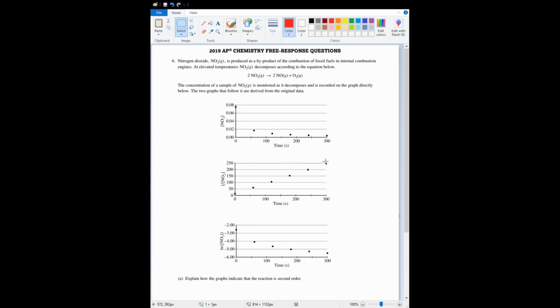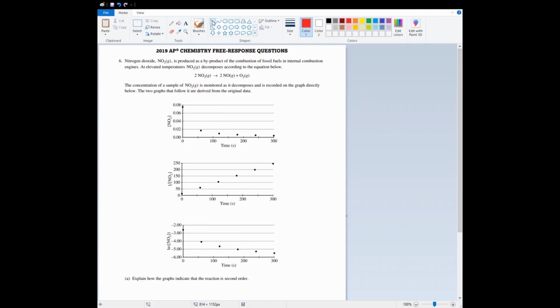Really what's asking is, which graph gives you a straight line? And the only graph that really does give us a straight line, let me switch to the line tool really quick, there we go, is this one. Okay, straight line through all the points. The others are a kind of curve or a slightly less aggressive curve. So which one gives you a straight line tells you what order reaction you have.